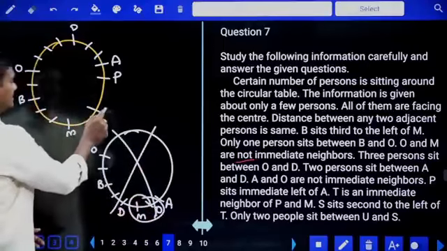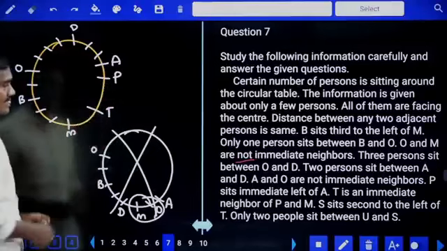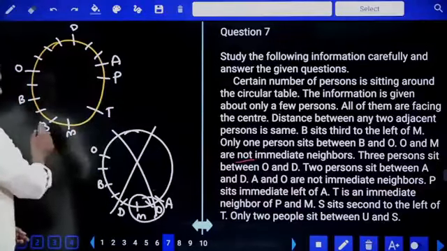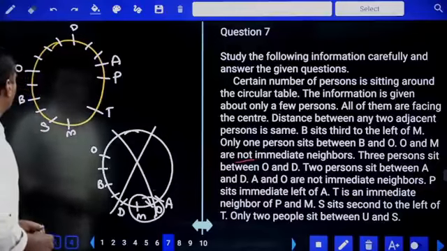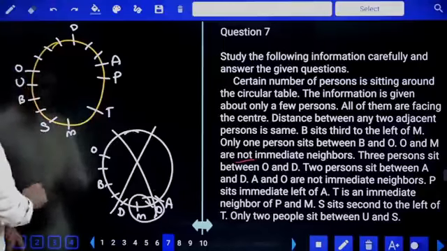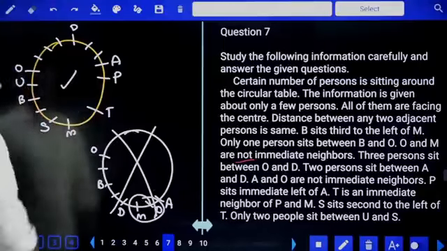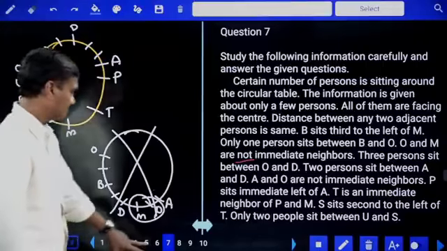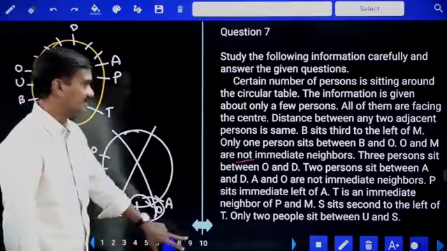Now T is an immediate neighbor of both P and M. And S sits second to the left of T. And only 2 people between U and S. Now 1, 2, U cannot be here. Hence 1, 2, U is here. Now this is the final arrangement in which these persons are seated around this circular table. Now this is about set number 7, circular arrangement.